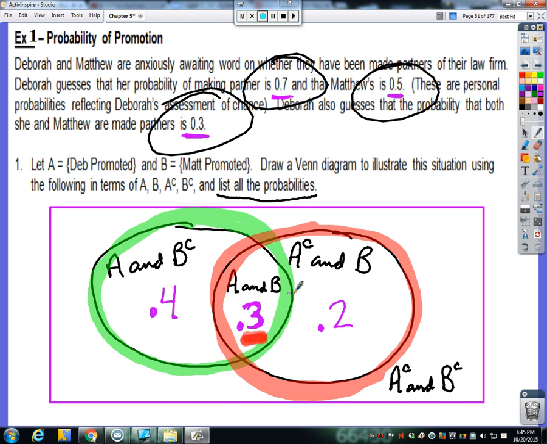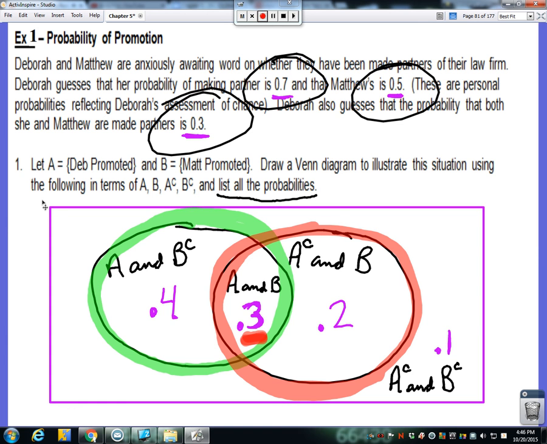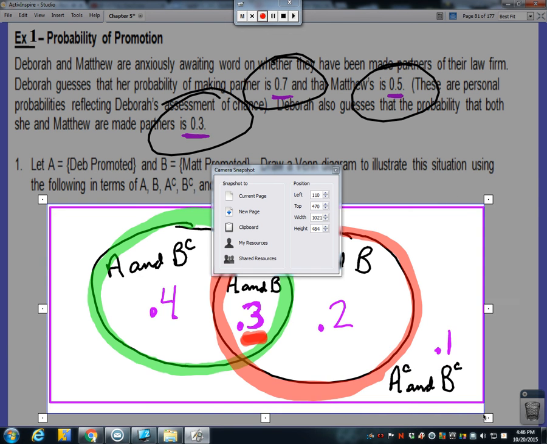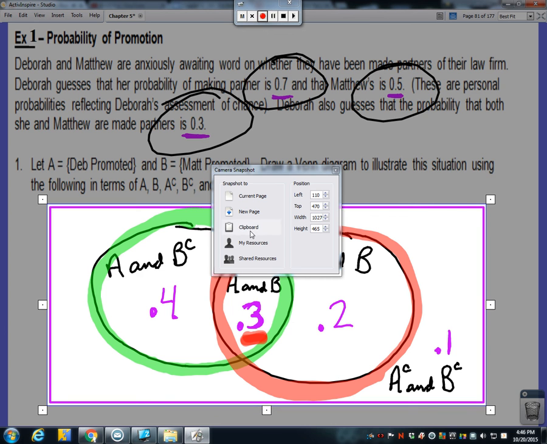We got 40, 30, and 20%. That makes 90% altogether. So where does the leftover 10% go? Well, that's got to be where neither one of them is made partner. So we're going to take this picture with us to the next page so we can answer some additional problems.